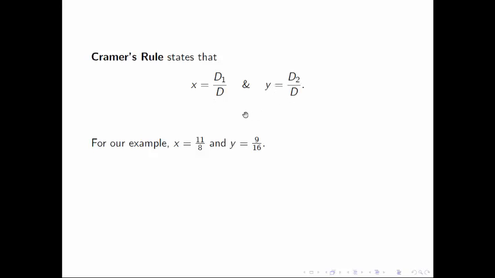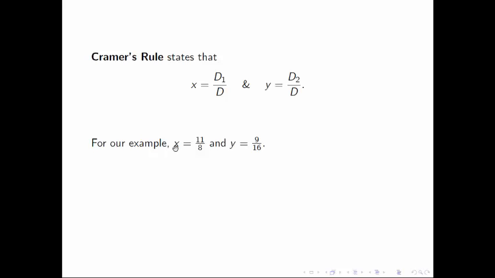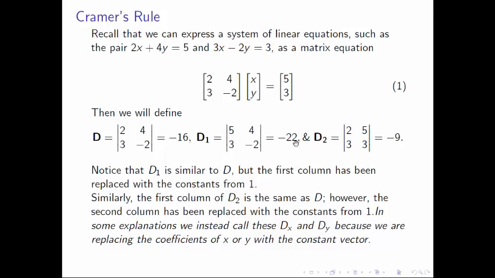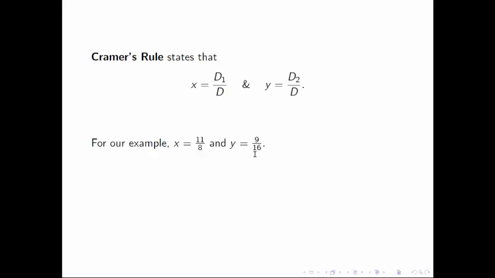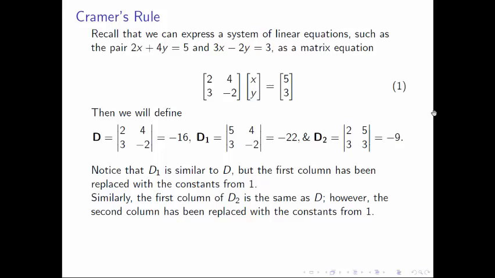Now if you'll recall from what we did before, d1 was -22 and d was -16. So 22 over 16 is where I get 11 over 8 for x. And for y, I take d2 over d. D2 is -9 over -16 gives me 9 over 16. Now, this ordered pair would represent the point of intersection for the two lines that I started with. You could always check your work by substituting these values into that matrix equation 1 that I denoted here.